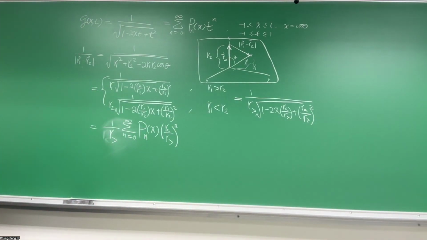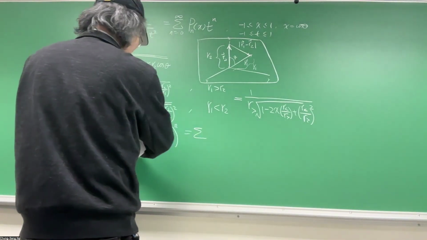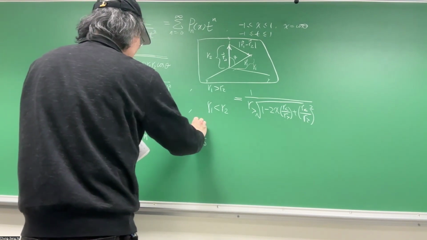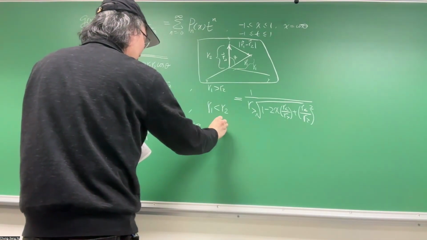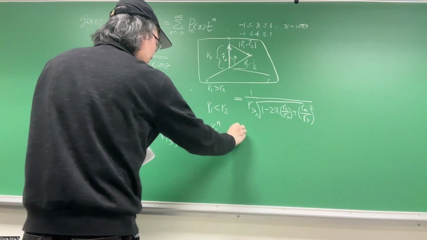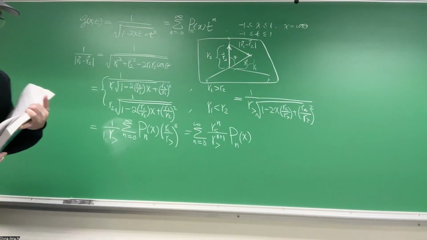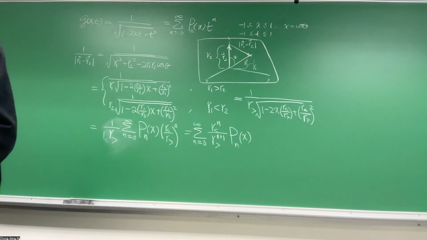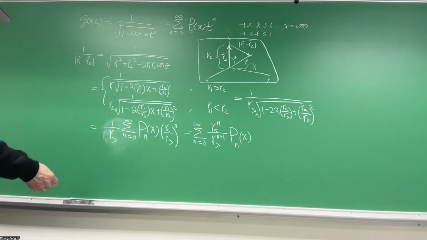Right? Okay. So another way to write it is to put this together and then just separate the two denominators: R smaller to the n power, and the denominator R larger to the n plus 1 power. Okay, either way. So that's the geometrical interpretation of the generating function.